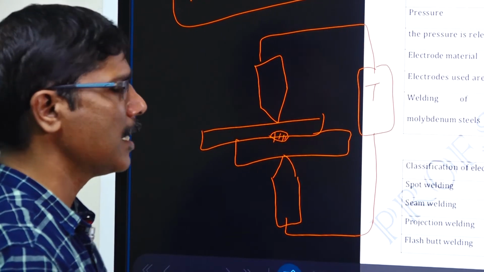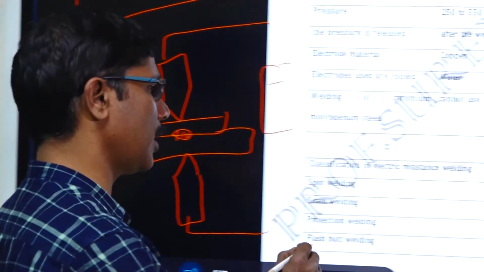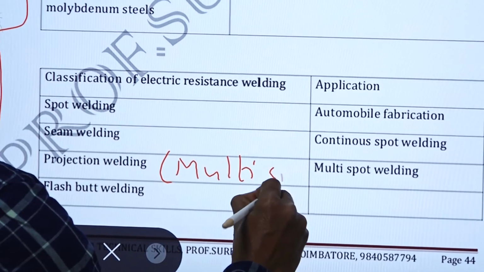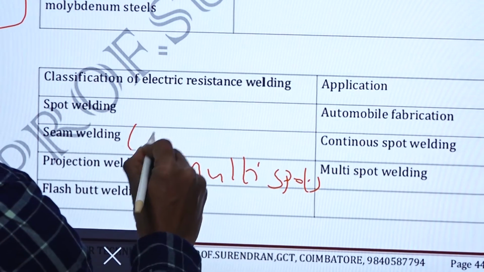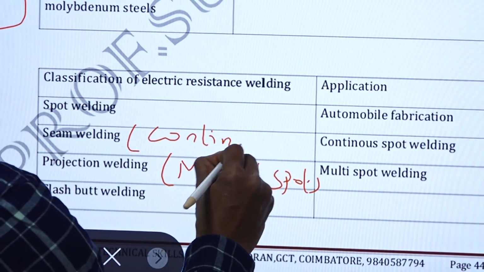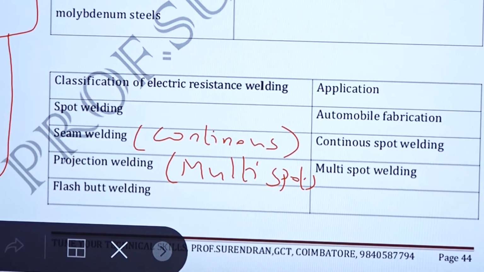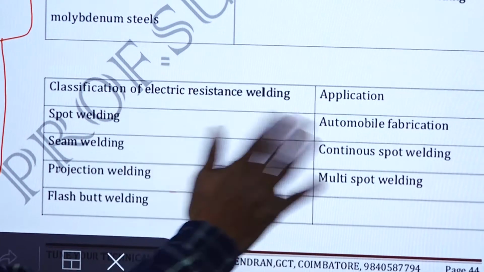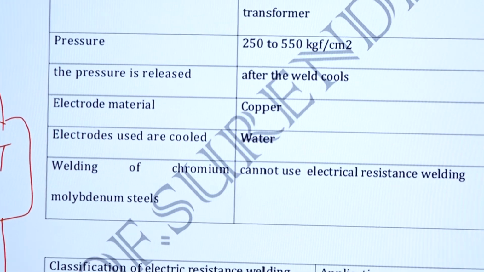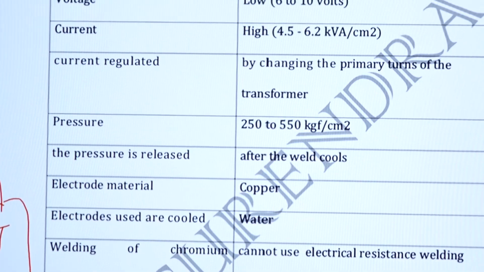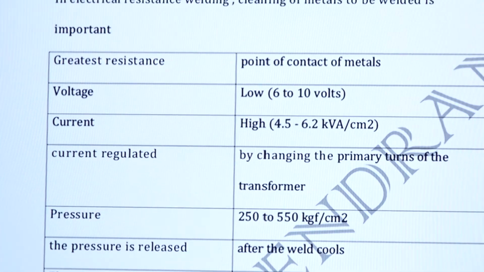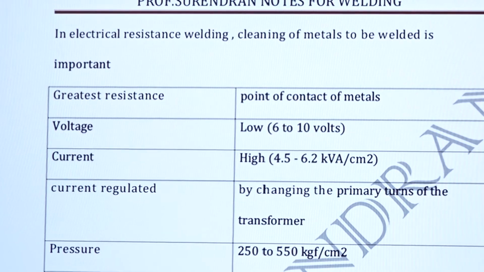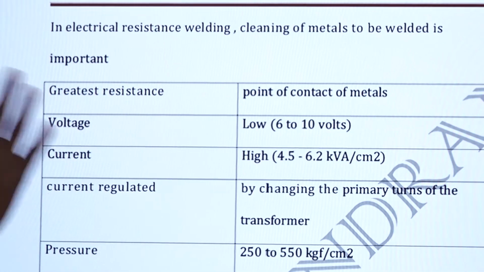So it is single spot welding. Similarly, multi-spot welding is also there. Multi-spot welding is called projection welding, and continuous spot welding is called seam welding. You can see here multi-spot welding, projection welding, continuous spot welding, seam welding. This welding process is used for automobile fabrication. For automobile fabrication, it is mostly used.